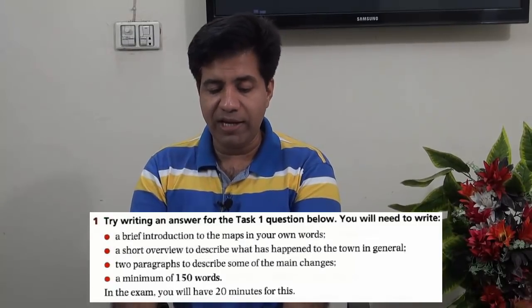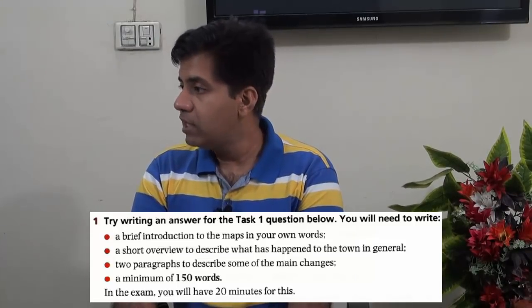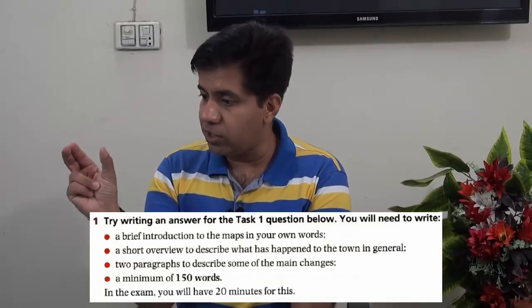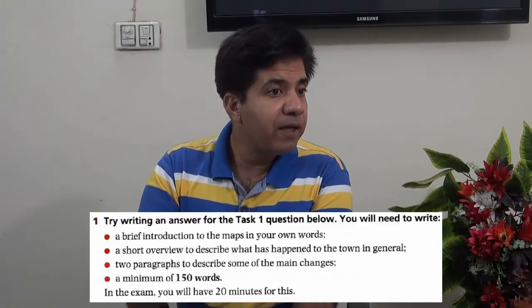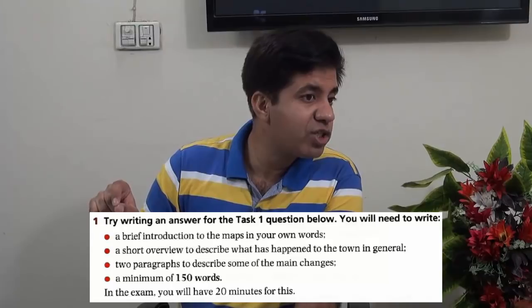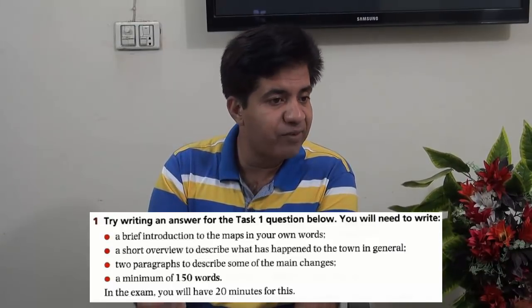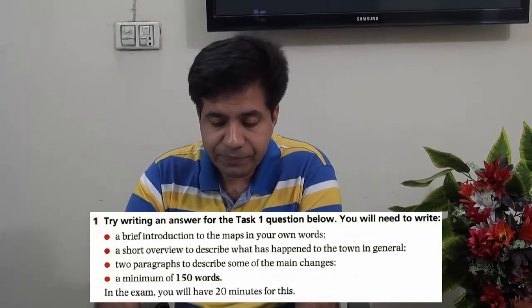Try writing an answer for the task 1 question below. You will need to write a brief introduction to the maps in your own words. Now you see there are two maps here. You have to write a brief introduction to both maps. The question rubric, the information which is written on the top of the maps, is what we call the question rubric. With the help of that you can see how to paraphrase this information. Paraphrase means to write in your own words.